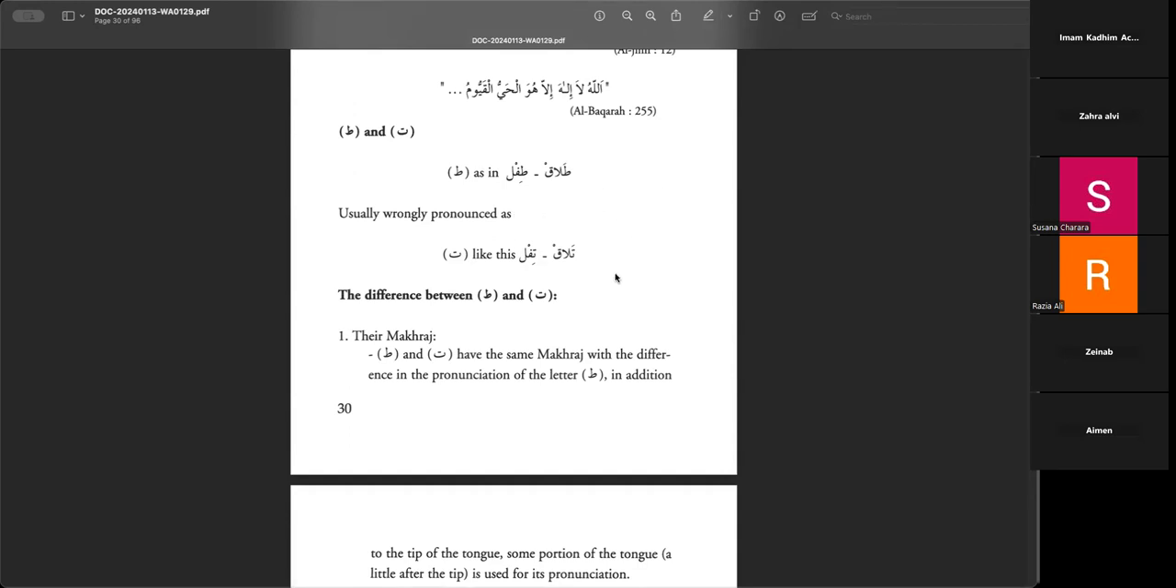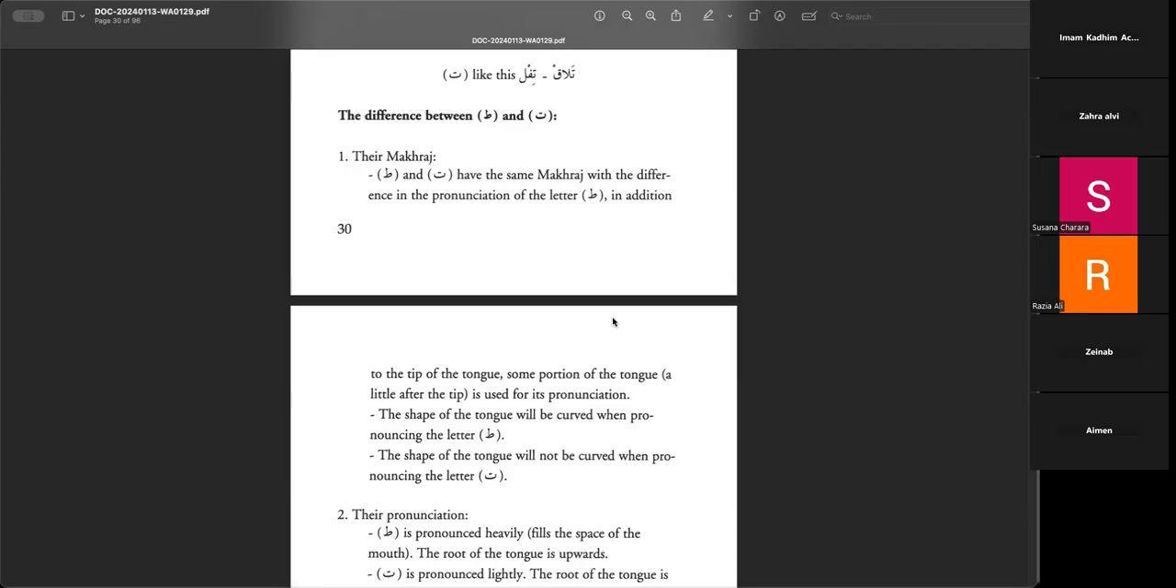Ta as in talaq, طفل, usually wrongly pronounced as talaq, طفل. So what's the difference? First of all, both of them are from the same makhraj, the same point of articulation. However, when you say the light ta, you only use the tip of your tongue. But if you want to pronounce the heavy ta, you have to use some portion of the tongue, a little bit more than the tip.